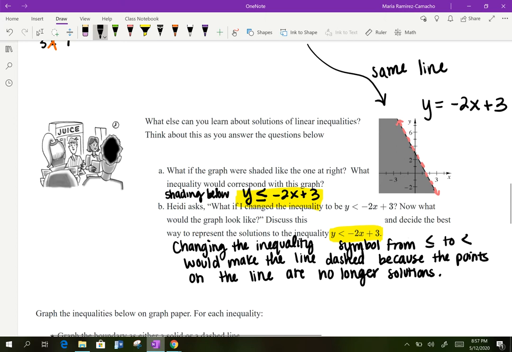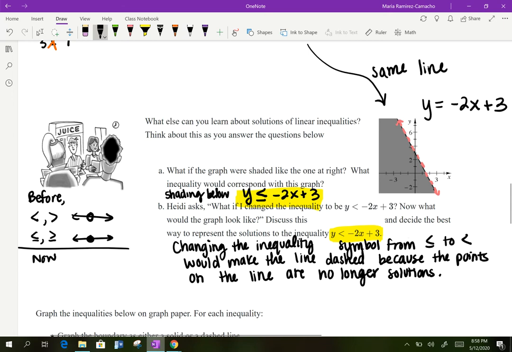So this kind of corresponds to the open circle and the closed circle before. For previous lessons, less than or greater than would give you an open circle on the number line, and less than or equal to, greater than or equal to would give you a closed circle. Right?